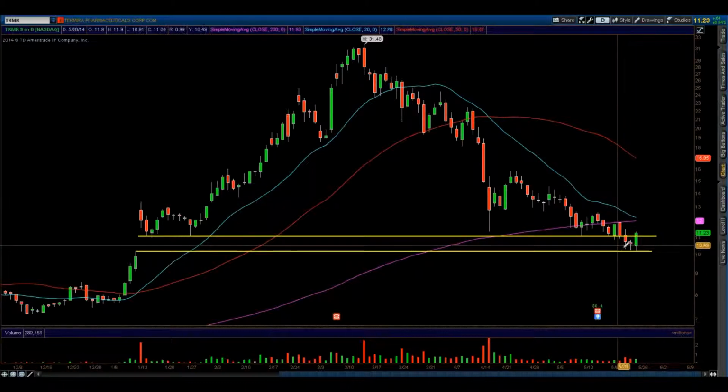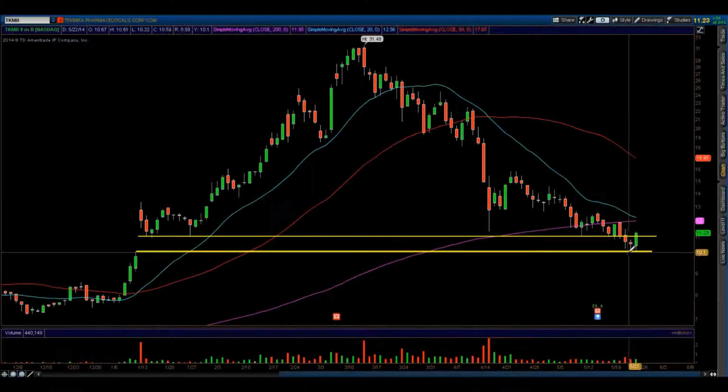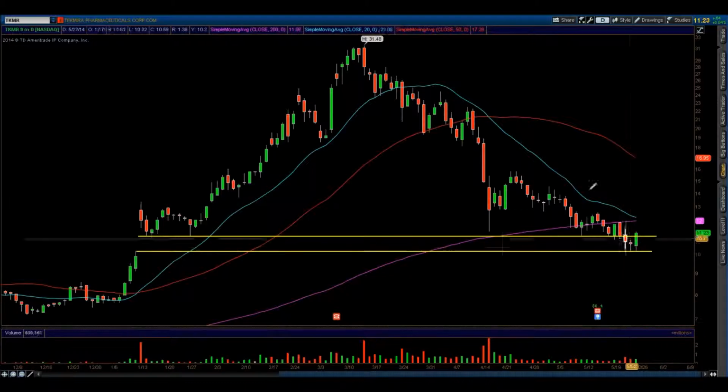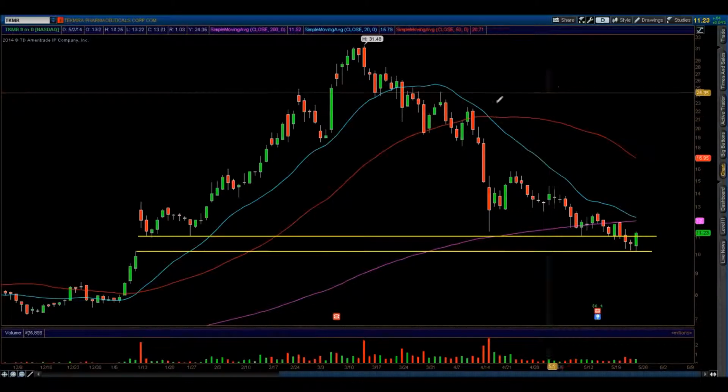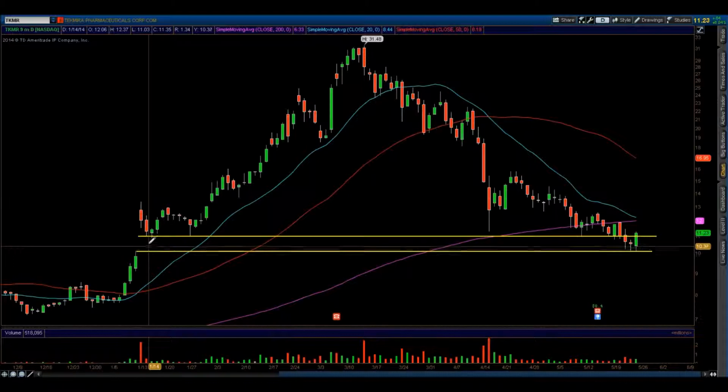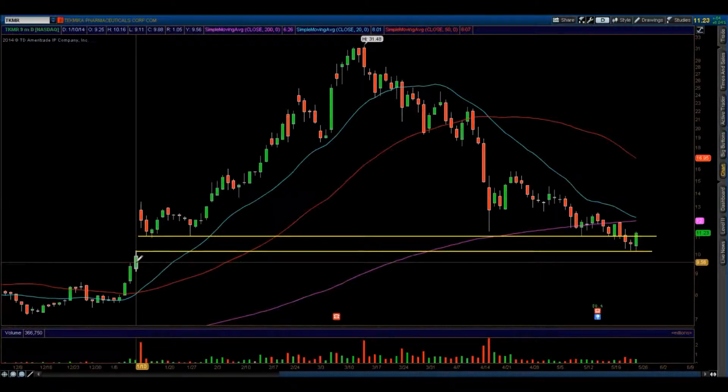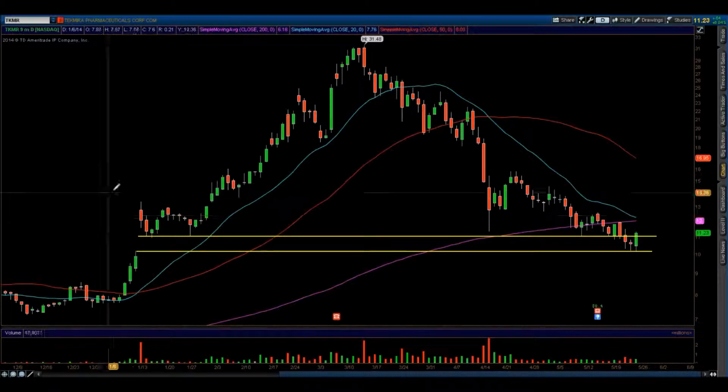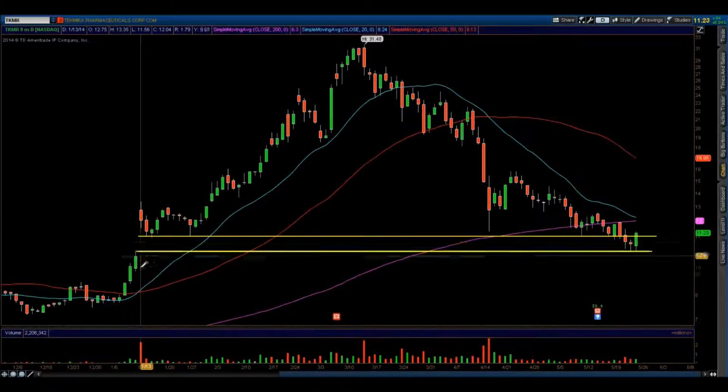11.23. But if you're wondering, why did this stock bounce right here? It's simple. You could just look at the daily chart and you'll notice there's a gap here. A gap is when a stock closes at a certain price and the next day it literally just gaps up.